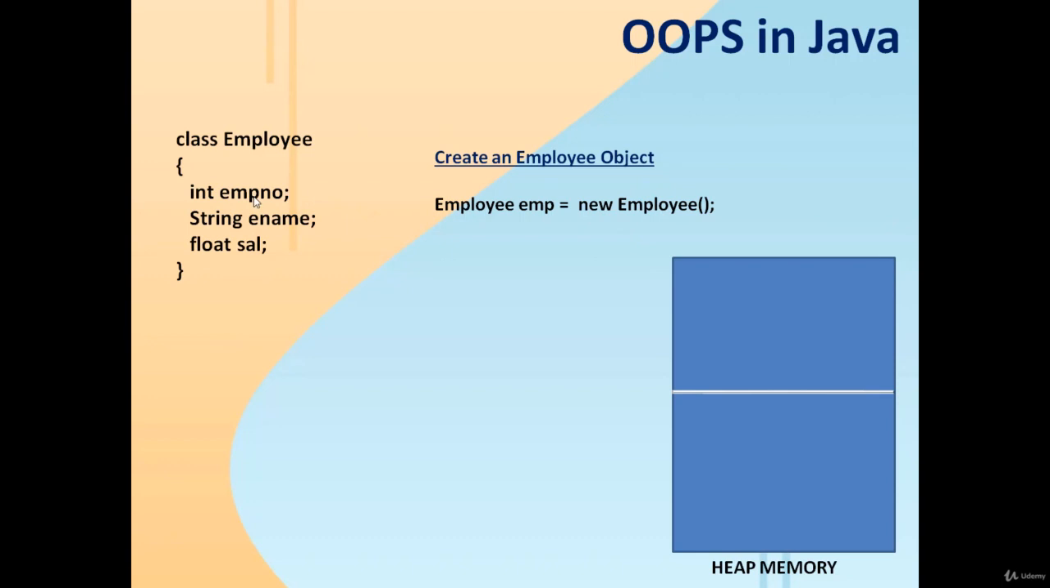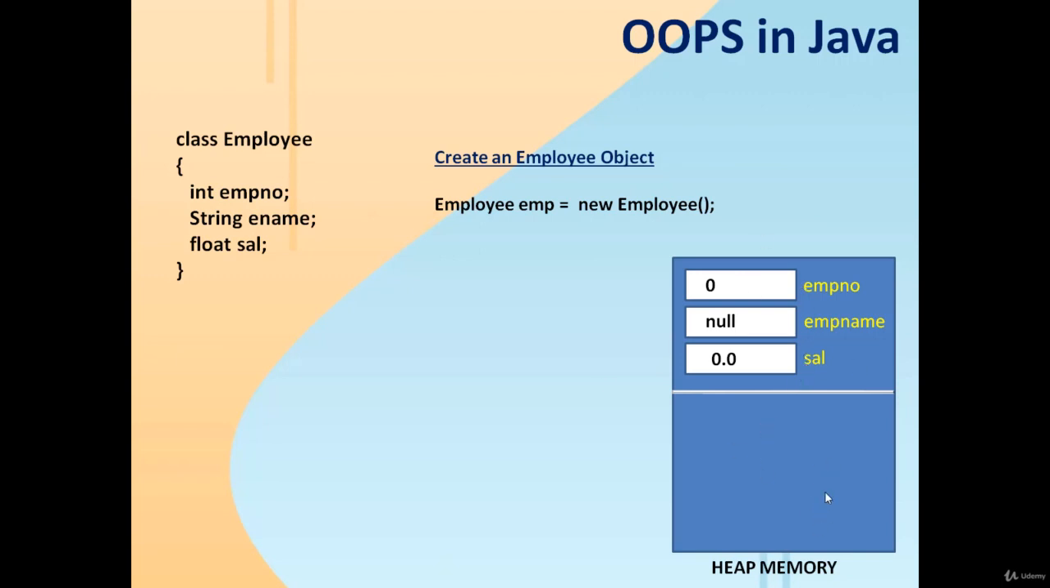This Employee contains empno, ename and sal. When you create an object of Employee, memory is allotted in the heap. It will have three locations for storing the employee number, employee name and salary of this object. What values will be given? By default, each member data is assigned its default value. Empno is integer type, so the default value is 0. Ename is string type, so the default value is null. Salary is float type, so the default value is 0.0. So new Employee is done, and in the heap memory one object is created.